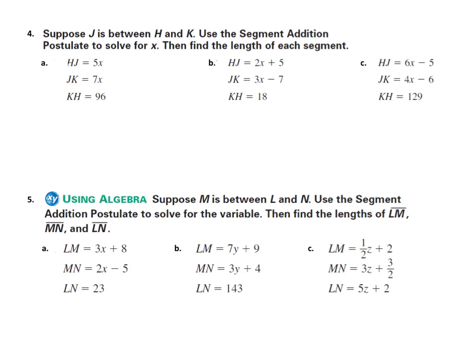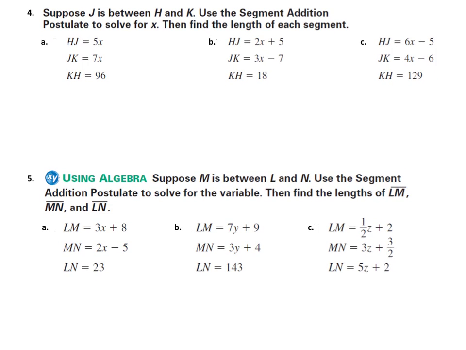Let's skip to the back side. We'll do one more example. Let's look at 4A. So it tells us that segment HJ is 5x, segment JK is 7x, and segment KH is 96. Let's just draw that out. It wants us to solve for x and then find the length of each segment.